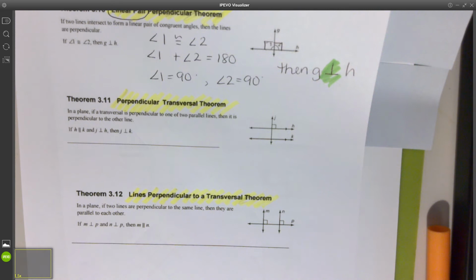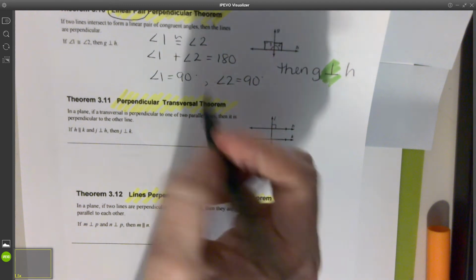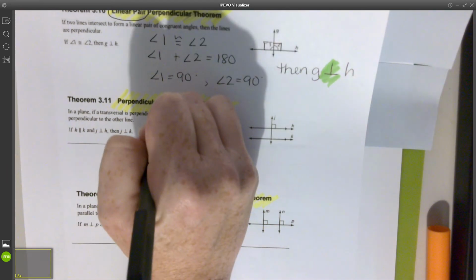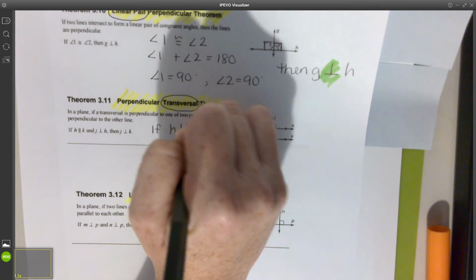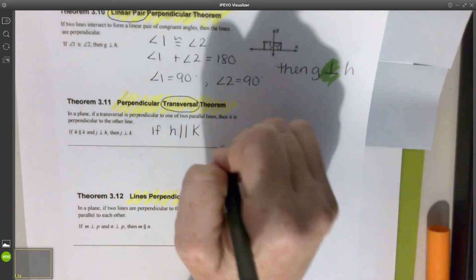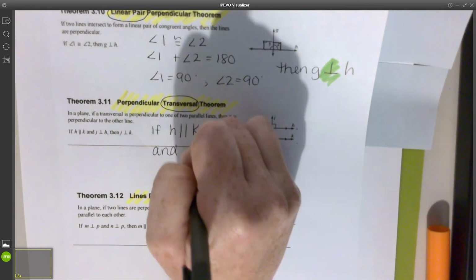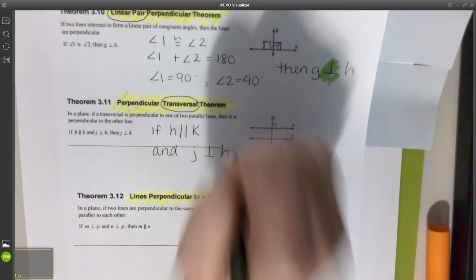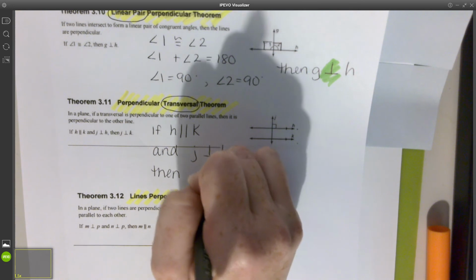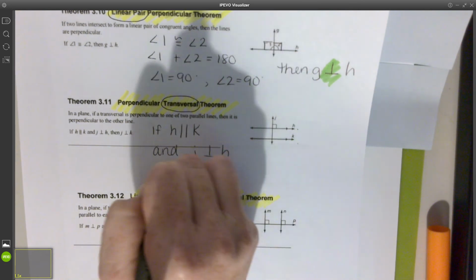All right, next rule that we might already know. Here it says perpendicular transversal theorem. We've looked at transversals before. What this is saying is if H is parallel to K, and J is perpendicular to H, then J is perpendicular to K.